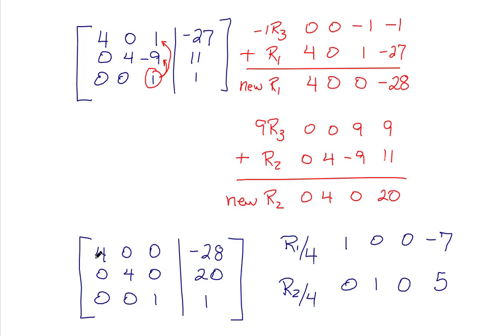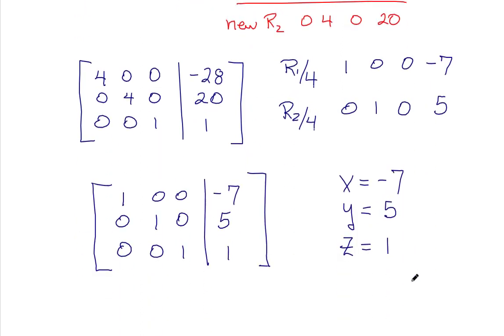Well, now it doesn't matter if we made fractions. I'm just going to divide row 1 by 4 and row 2 by 4. And when I do that, I get 1, 0, 0, minus 7, 0, 1, 0, and a 5. Making my matrix look like what we need. Ones down the main diagonal, zeros in the other places, and I get my answers for each of my variables.